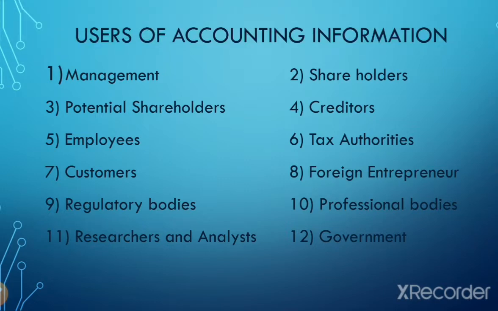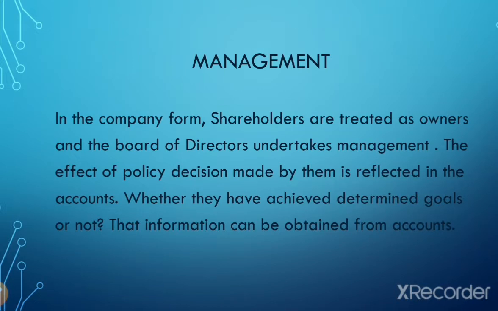The first slide is explaining you the management. In the company form, shareholders are treated as owners and the board of directors undertakes management. Students, already in the last video lecture I had explained you that there are basically three forms of business organization, that is sole proprietorship firm, partnership firm and joint stock company. Now in case of company form, the company issues shares and the persons who purchase the shares of the company are called the shareholders.